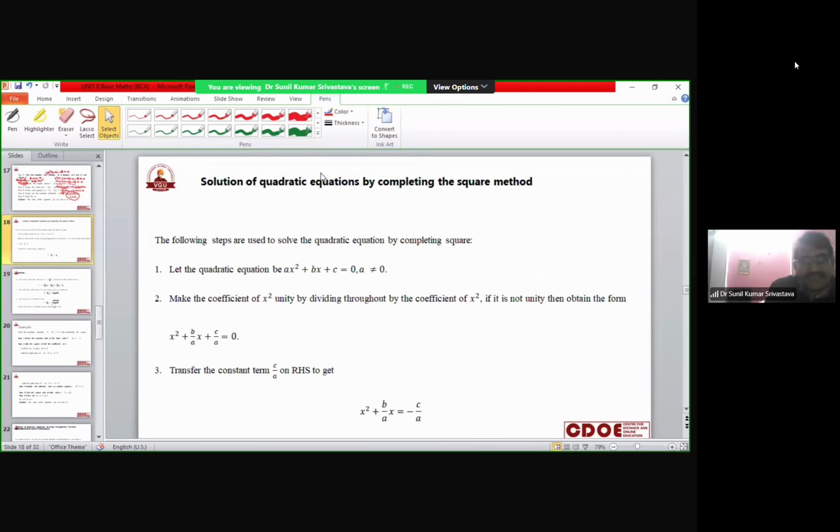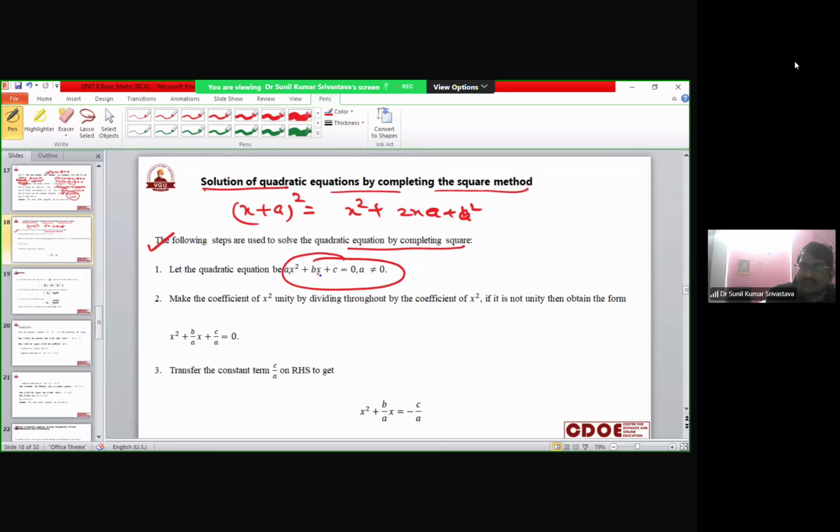Solution. The next method is the solution of the quadratic equation by the completing the square method. This is used to solve the quadratic equation by completing the square. For any quadratic equation, we have the required formula. Suppose we have (x plus a) whole square. What is the expression? x square plus 2xa plus a square. So we have to follow the rule of (a plus b) whole square. Here we have to follow the completing the square for ax square plus bx plus c is equal to 0.